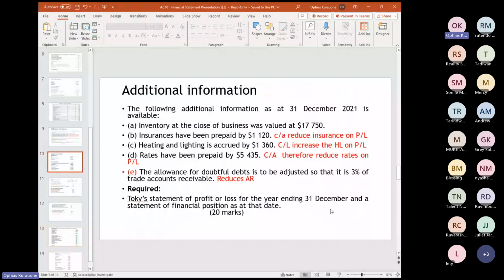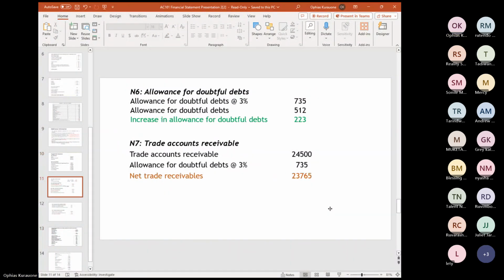On this situation, what happened was that they allow 3% of the 24,500 of the trade receivable, which is 735. So the net trade receivable is now 23,765, which is supposed to be recorded in the statement of financial position under current assets. But here, 735. So we compare 735 and 512, which means that there was an increase in allowance. So there was an expense. If there was a decrease in allowance, this will be an income. So you need to be very, very careful on this one.